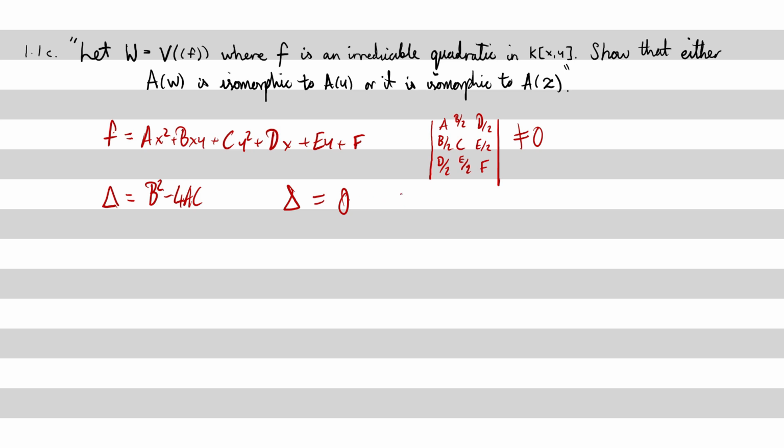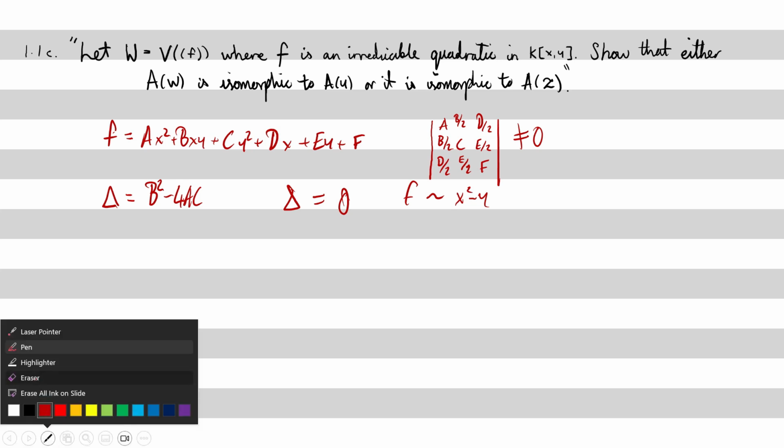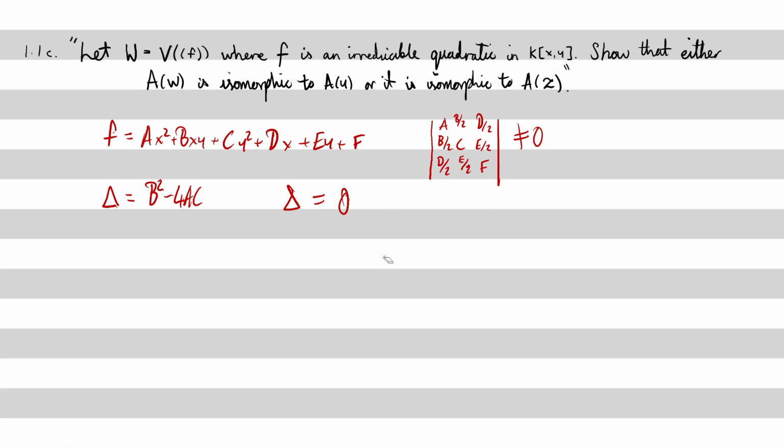If this is equal to 0, then you can do some linear change of coordinates, of the form x goes to ax plus b, where a and b are constants, and y in a similar way, and f kind of looks like x squared minus y, or y minus x squared. The parabola.